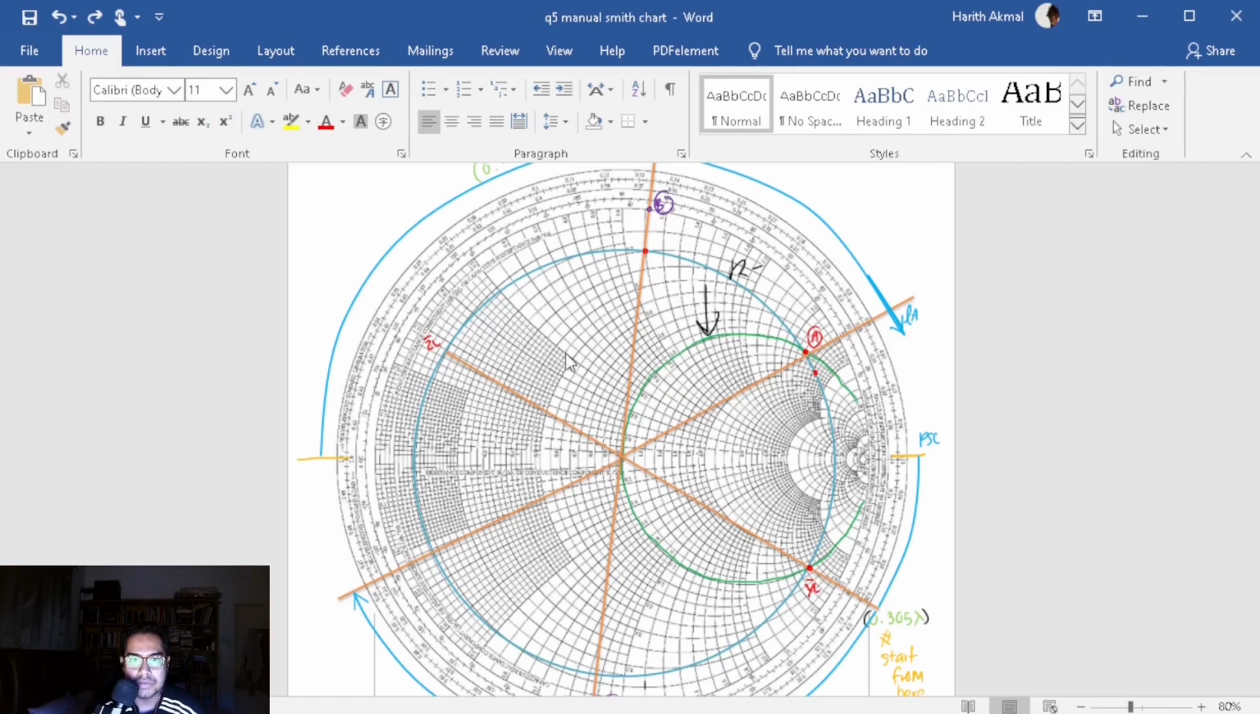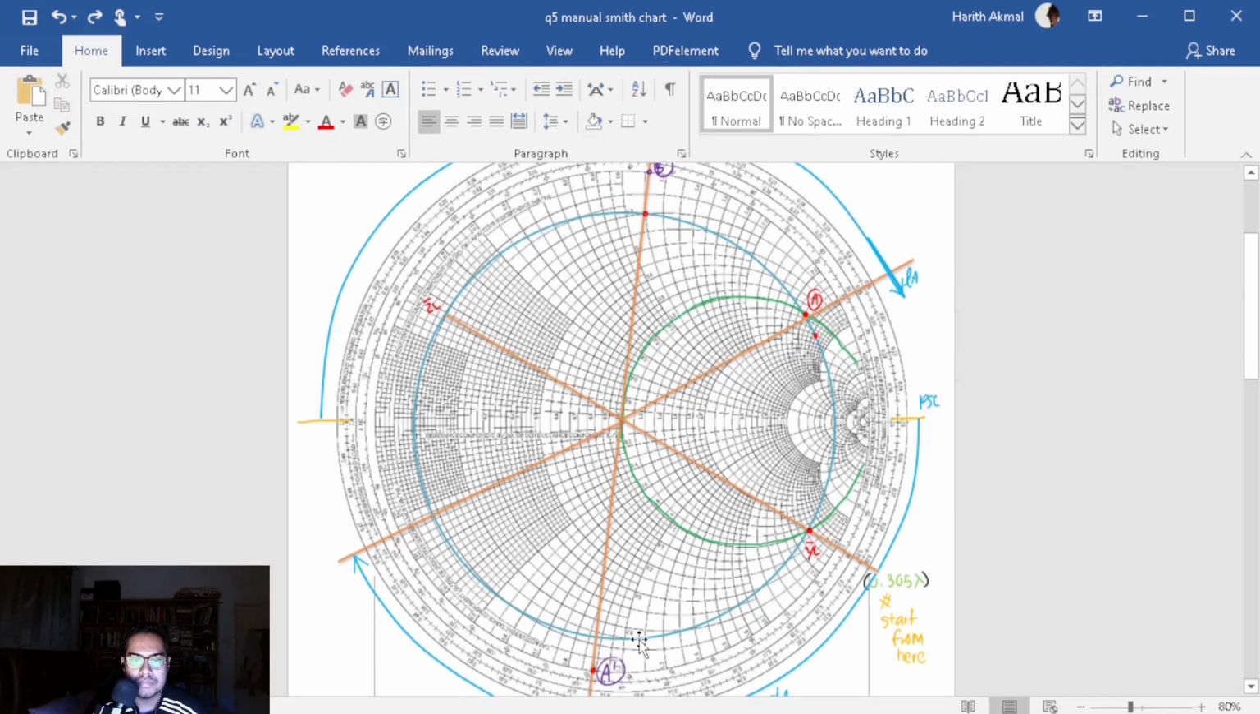After we plot the R equals 1 circle, we find where it intersects with the R1 circle right here. If we are dealing with impedance, the circle is called R equals 1, and if we are dealing with admittance, it's usually called G equals 1, but in the end the circle stays the same. Right here we call this B prime. B prime is the opposite of B, and A prime right here is the opposite of A.